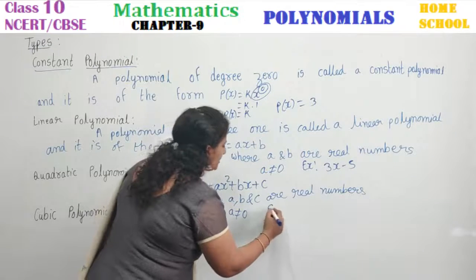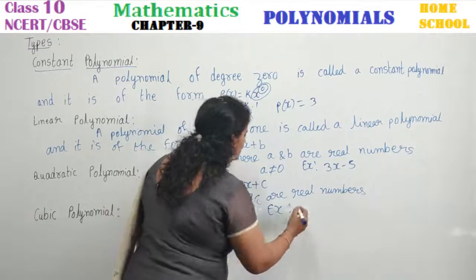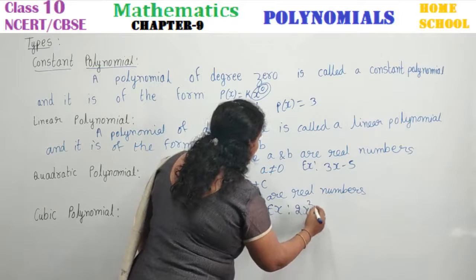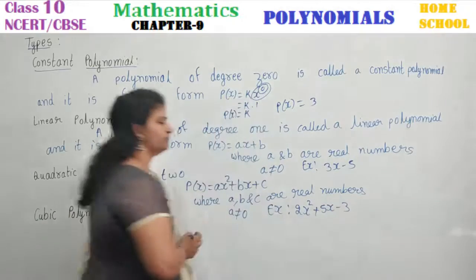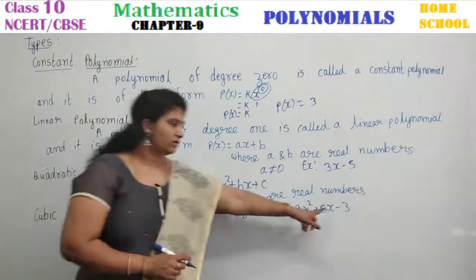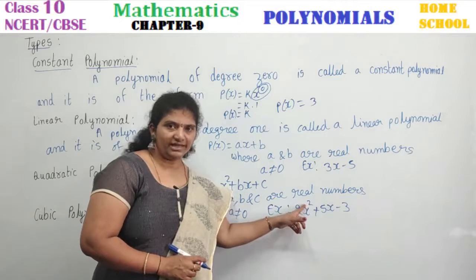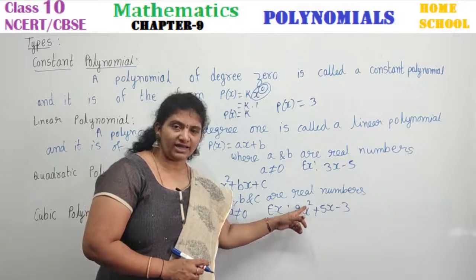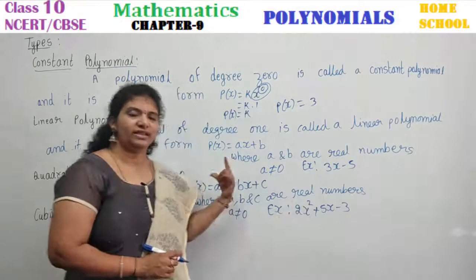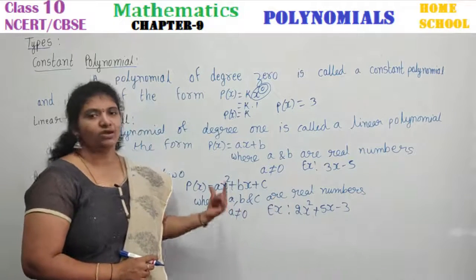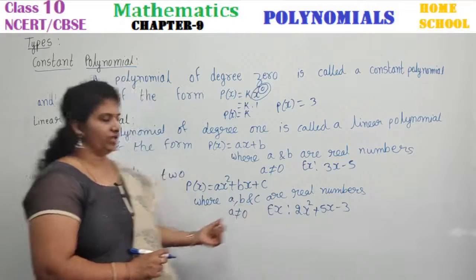Similarly, write one example for quadratic polynomial: 2x square plus 5x minus 3. Highest power is 2 and this is called the degree. When your expression has degree 2, then that polynomial is called a quadratic polynomial.